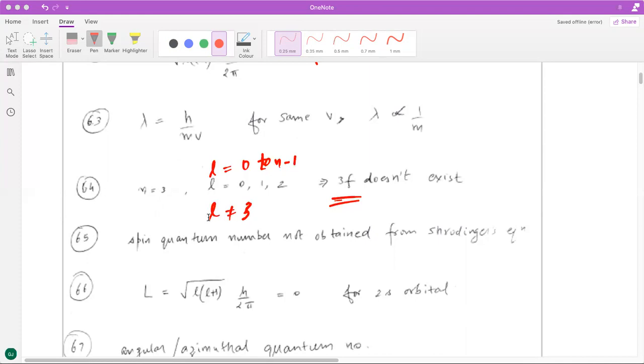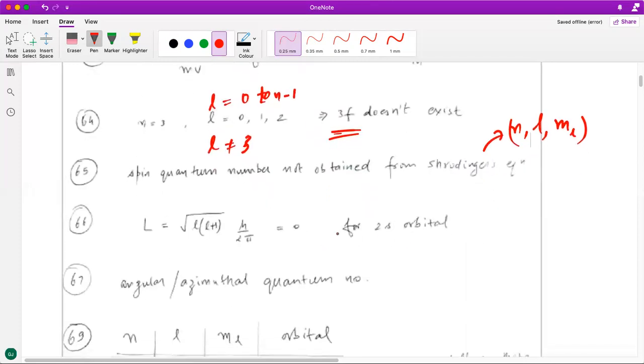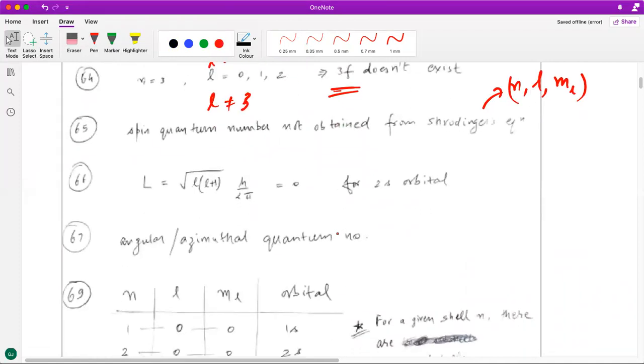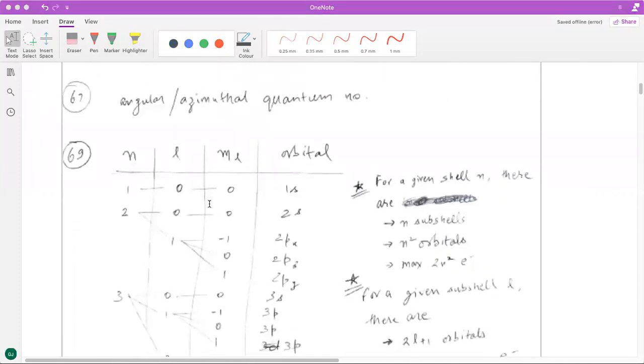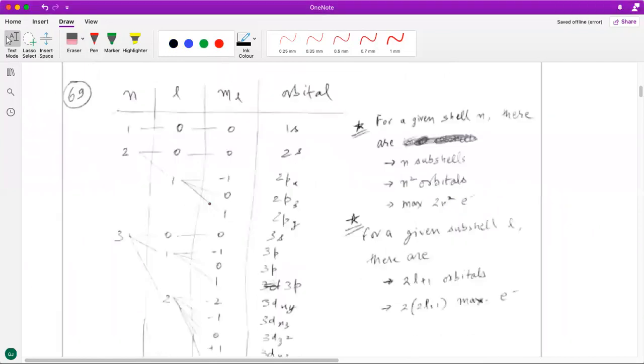Then, as I have spoken about quantum numbers, I told you that the first 3 quantum numbers, like n, L, and ml, come from the Schrodinger equation. The fourth quantum number is not a solution from the Schrodinger equation. 66th question again uses the same formula of orbital angular momentum. Then 67th question is straightforward.